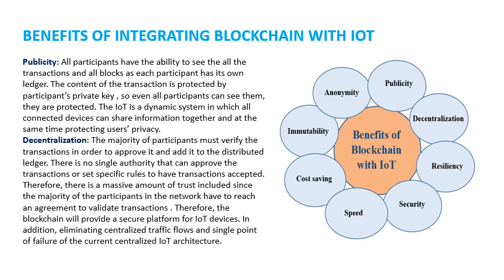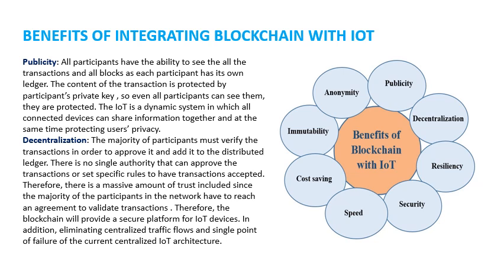Publicity: all participants have the ability to see all the transactions and all blocks. Each participant adds to its own ledger. The content of the transaction is protected by the participants' private key, so even though all participants can see them, they are protected. IoT is a dynamic system in which all connected devices can share information together while at the same time protecting user privacy.